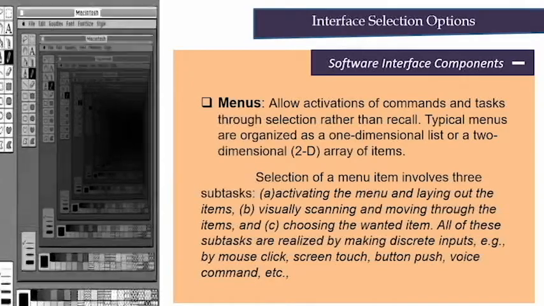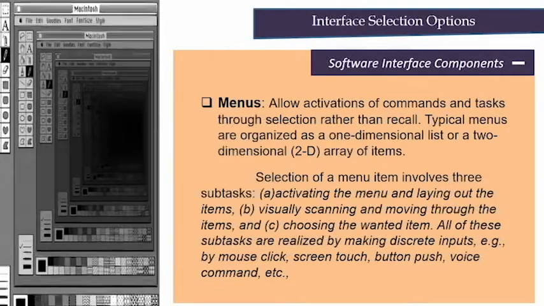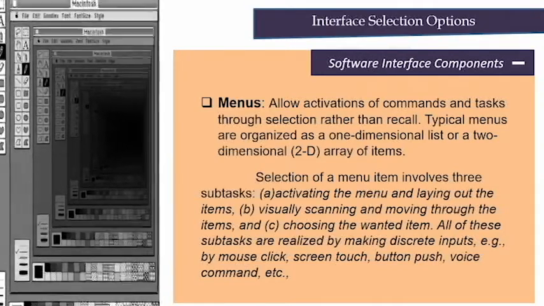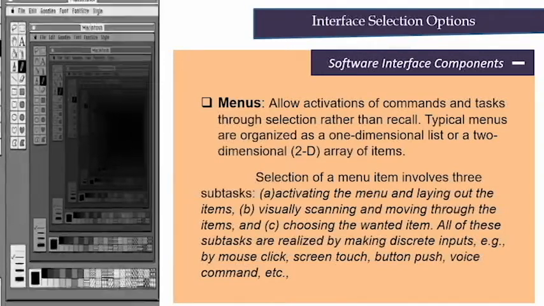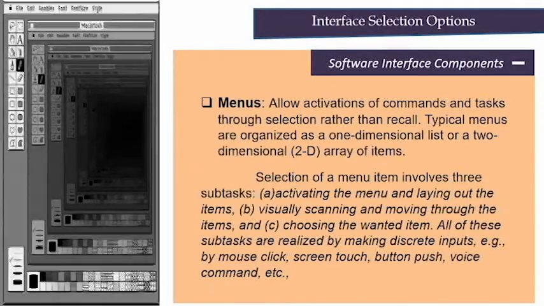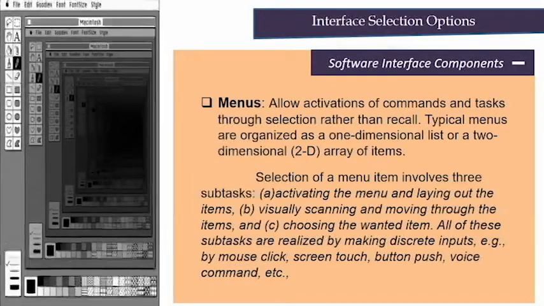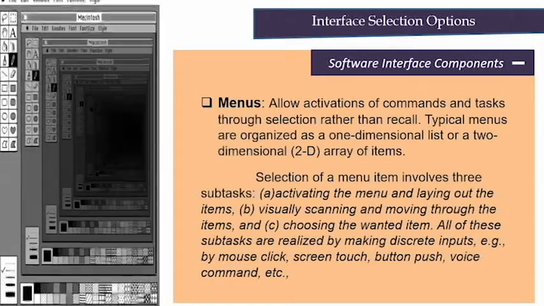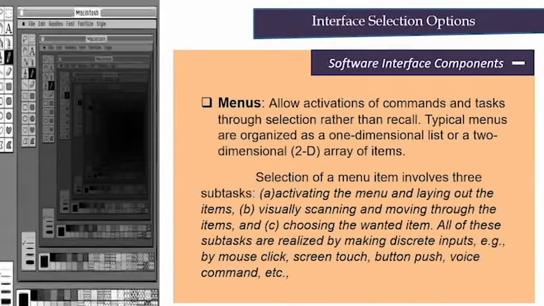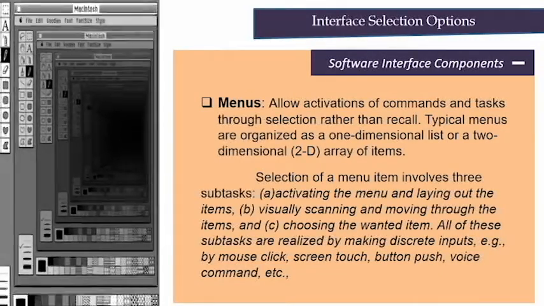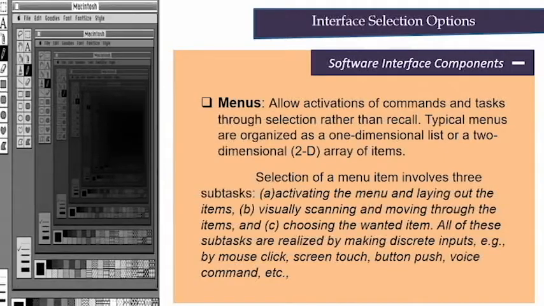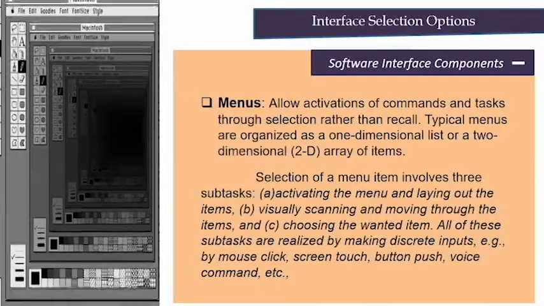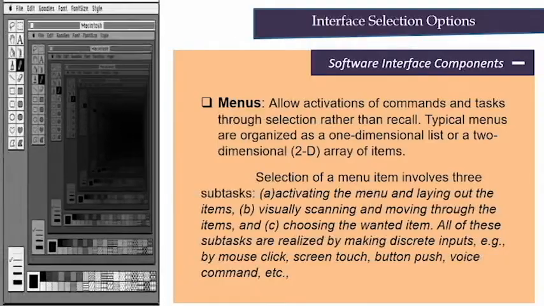And then menus. So we have also menus, which allow activations of commands and tasks through selection rather than recall. Typical menus are organized as a one-dimensional list or a 2D array of items. So familiar ta aning mga menus. So selection of a menu item involves 3 subtasks: activating the menu and laying out the items, then visually scanning and moving through the items, and choosing the wanted item. So all of these subtasks are realized by making discrete inputs like, for example, mouse click, screen touch, push button, and voice command, etc.